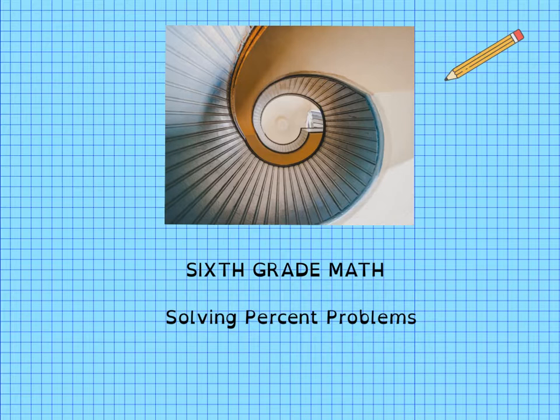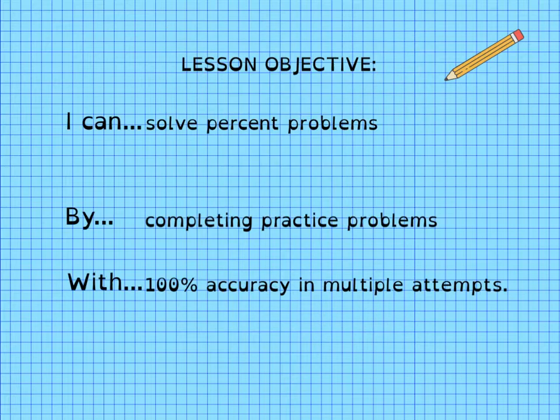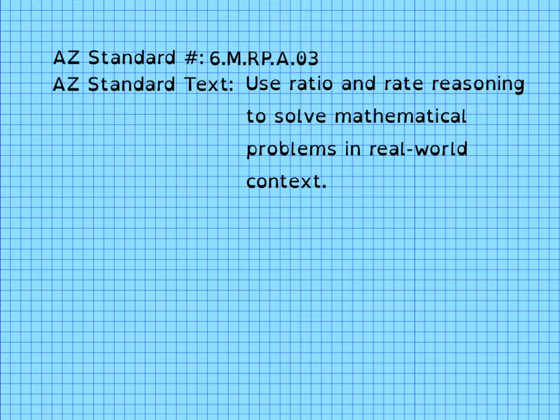Pause while you write the lesson title in your math notebook. Pause again while you write today's lesson objective in your math notebook. Today's objective is I can solve percent problems by completing practice problems with 100% accuracy in multiple attempts. Today's state standard is use ratio and rate reasoning to solve mathematical problems in real-world context.